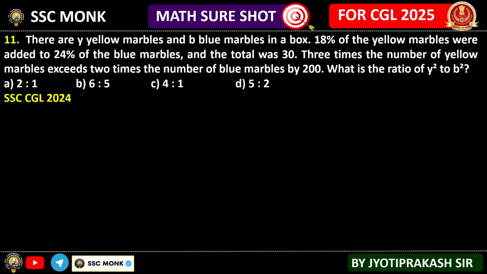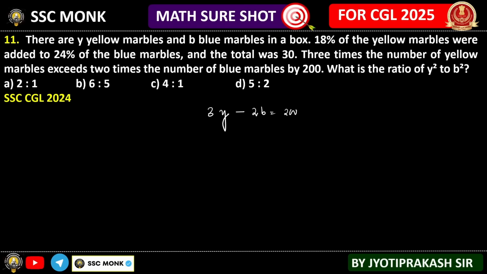Next. There are Y yellow marbles and B blue marbles in a box. 18% of the yellow marbles were added to 24% of the blue marbles. The total was 30. 3 times the number of yellow marbles exceeds 2 times the number of blue marbles by 200. What is the ratio Y square to B square? Now what is happening? 3 times yellow marbles exceeds 2 times blue marbles is equal to 200.